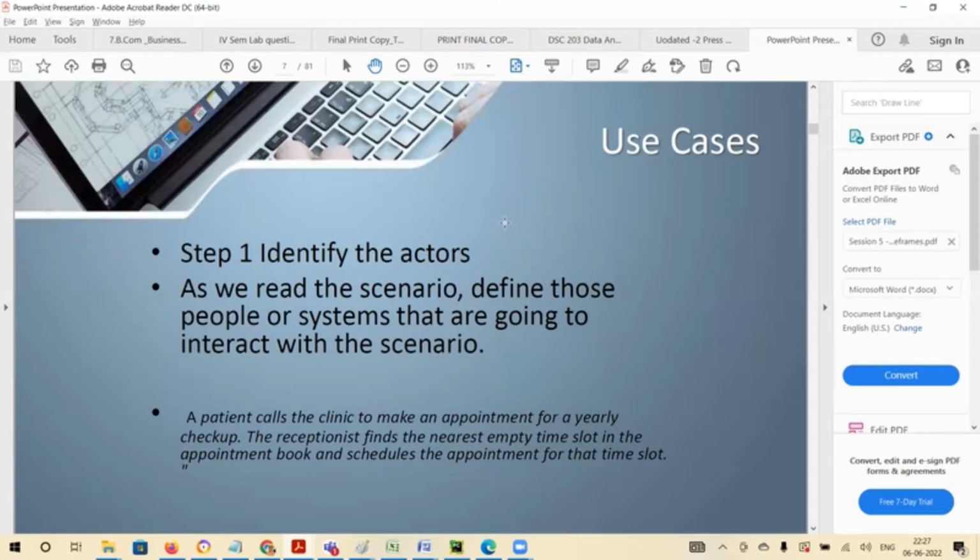I want to know who the actors are here. How many actors are there? Who are the actors? Two actors are there: the receptionist and the patient.